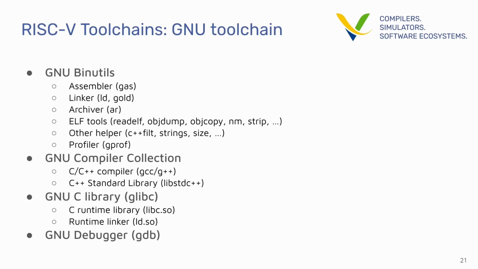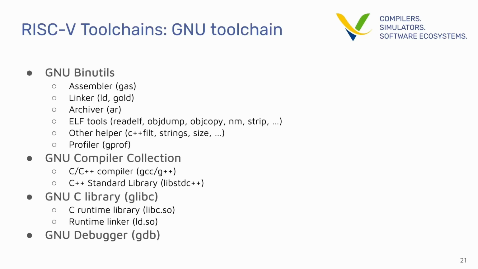It also includes the GNU compiler collection. In most cases this will be the C and C++ compiler, GCC and G++. Also the C++ standard library, libstdc++ will be included. Another project that is part of the GNU toolchain is the GNU C library or glibc, which brings the C runtime library and the runtime linker. Finally, there is the GNU debugger.